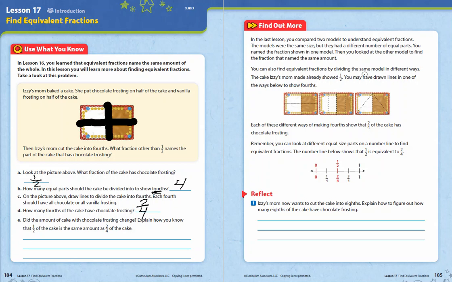All right, so let's go over here to the find out more section. I'm just going to read this to you and I just want you to follow along. In the last lesson, you compared 2 models to understand equivalent fractions. The models were the same size, but they had a different number of equal parts.